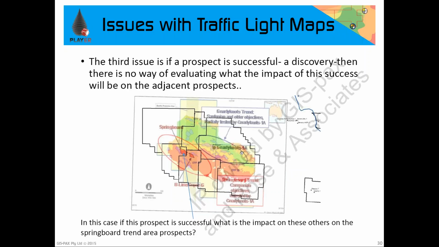The third issue is obviously if I have success at Springboard, then as a geologist it's obvious that I would de-risk the things around them. These must look better if I've got a discovery next door. But there's no way of doing that with traffic light maps. There's no linkages between the prospects.